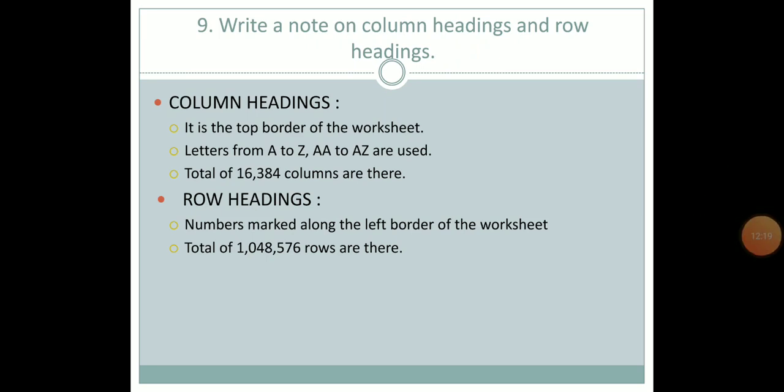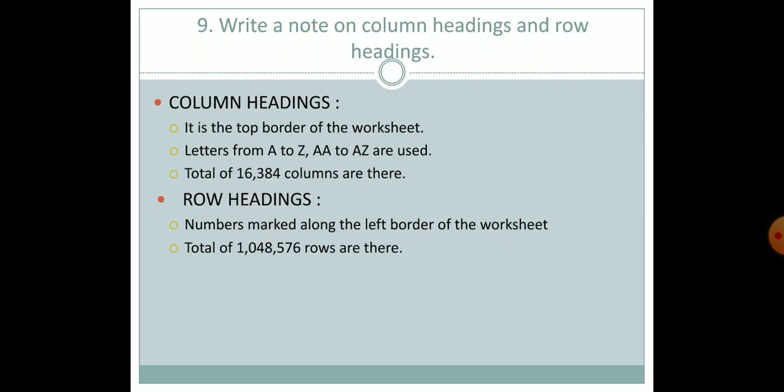It is the top border of the worksheet. It starts from letters A to Z, then AA to AZ. Okay, there are a total of 16,384 columns. We can have up to 16,384. What are the row headings?